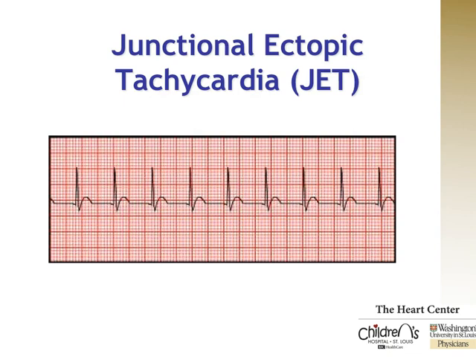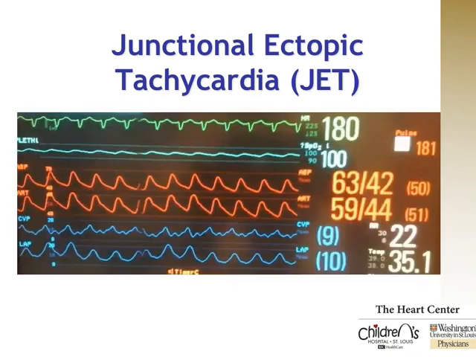Sometimes with junctional ectopic tachycardia, we may see P waves, but they're coming at a slower rate than the QRSs, or sometimes we'll even see inverted P waves right up against the front end or buried in the QRS complex. This is a picture of the bedside monitor in a patient with junctional ectopic tachycardia. Their heart rate's a bit fast, their blood pressure is maybe a little bit soft.